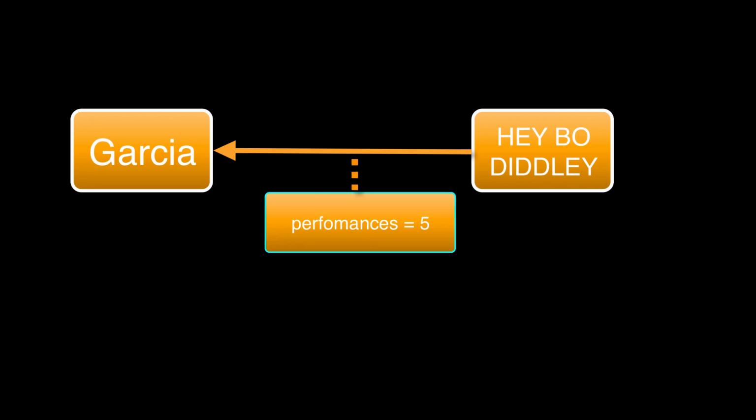The database also contains another cluster of information that represents one of the songs that Garcia sung in one of the performances, and it's called Hey Bo Diddley. And I'm going to draw that also as a vertex. Another thing we want to store in our database is a relationship between Garcia and Hey Bo Diddley. Garcia was the singer of Hey Bo Diddley, and we also want to know the number of performances where we know that Garcia sung Hey Bo Diddley.